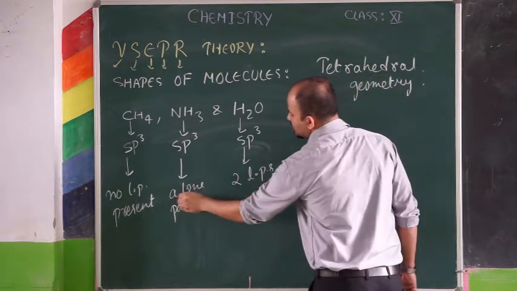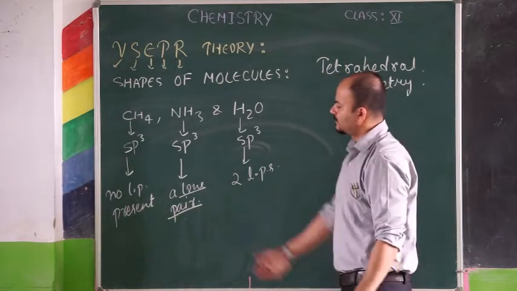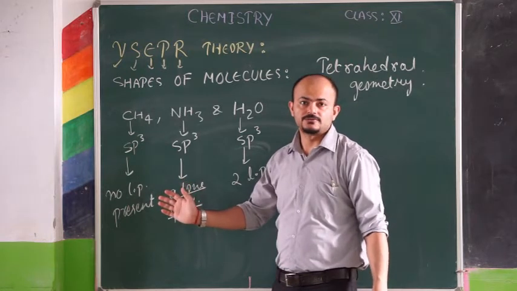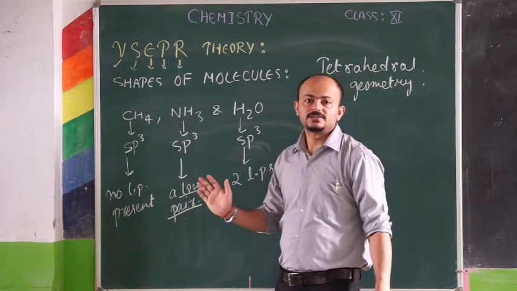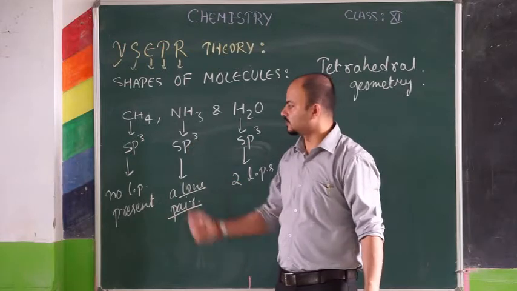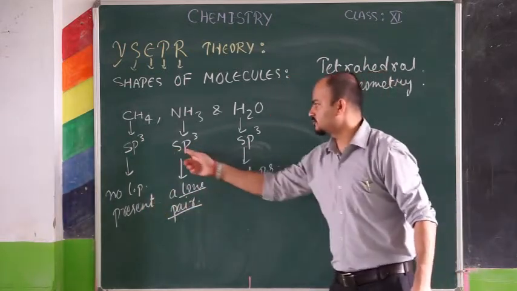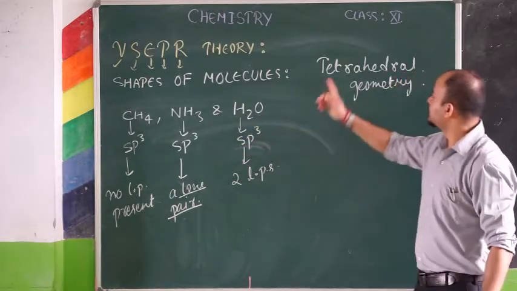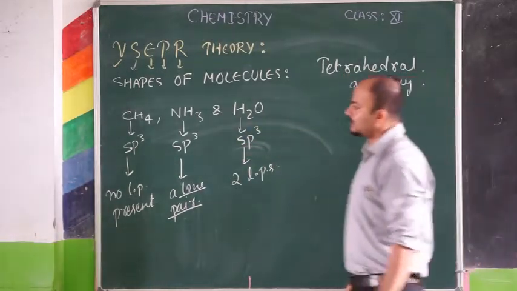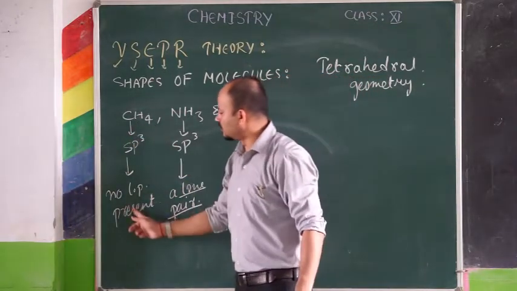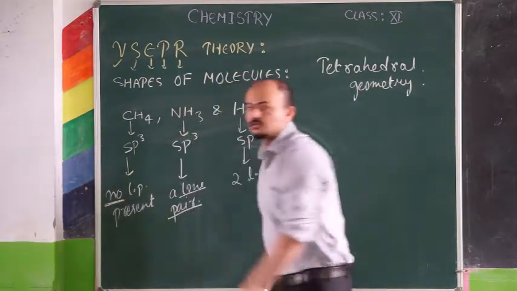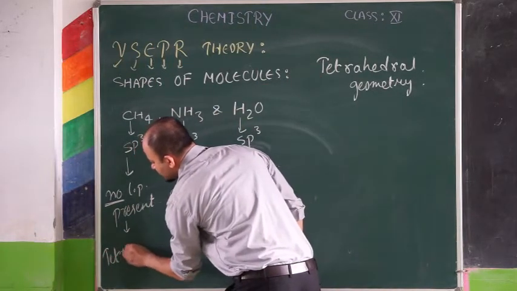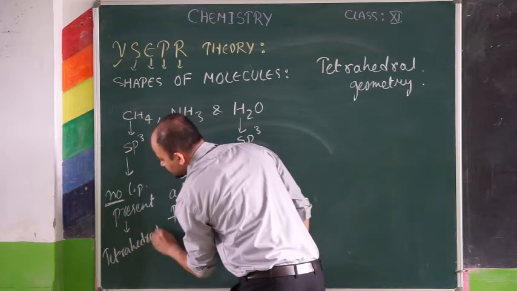Now, whenever you have a lone pair, I told you, it will not have the same geometry. It will disturb the geometry of the molecule. According to hybridization, all of them are sp3, and if it is sp3, they are supposed to have tetrahedral geometry. This is true in the case of methane because it doesn't have a lone pair, so it is going to have tetrahedral geometry.